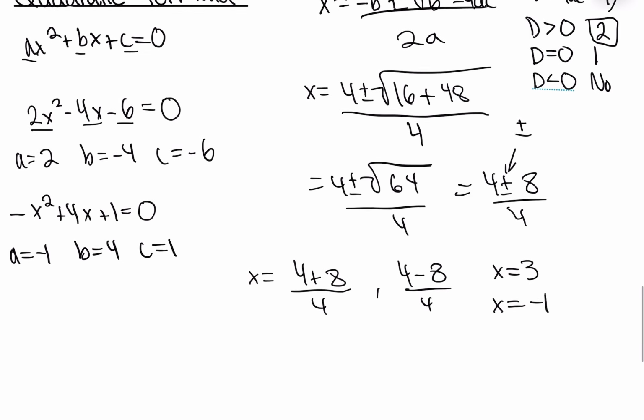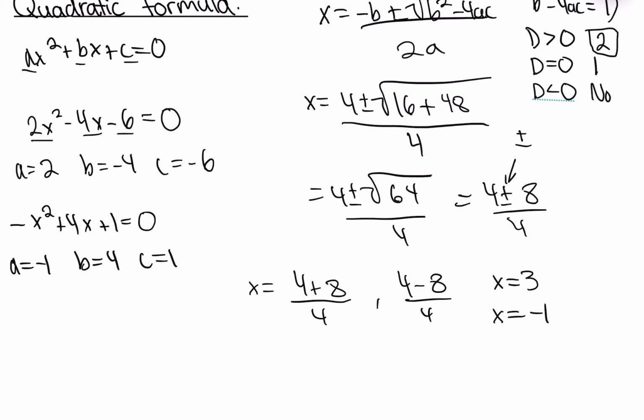Now let's get to solving. We have x is equal to negative b plus or minus the square root of b squared, 16, minus 4ac, where the negative cancels out, so it's plus 4, over 2 times negative 1, so negative 2.